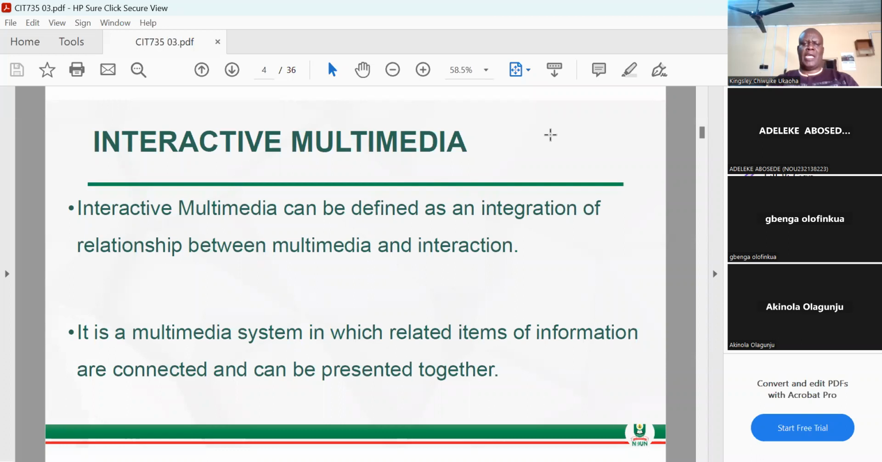So what essentially is interactive multimedia? I think we can define it as an integration of the relationship between multimedia and interaction. This is multimedia, those tools that will enable you to have access to voice, text, graphics, animation, and video, and the interaction that goes in between that will enable you to have a kind of exchange between the device you are using and yourself. So it is a multimedia system in which related items of information are connected and can be presented together.